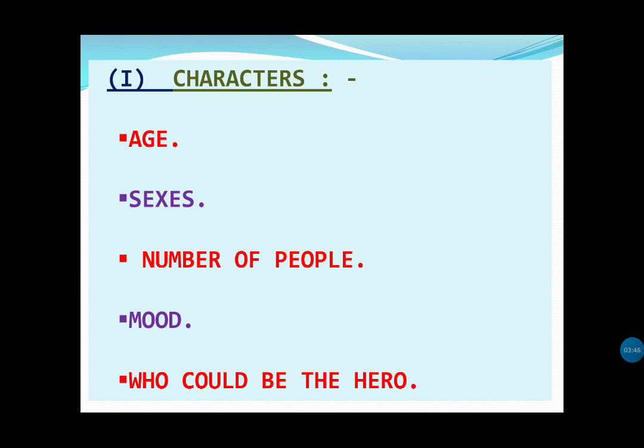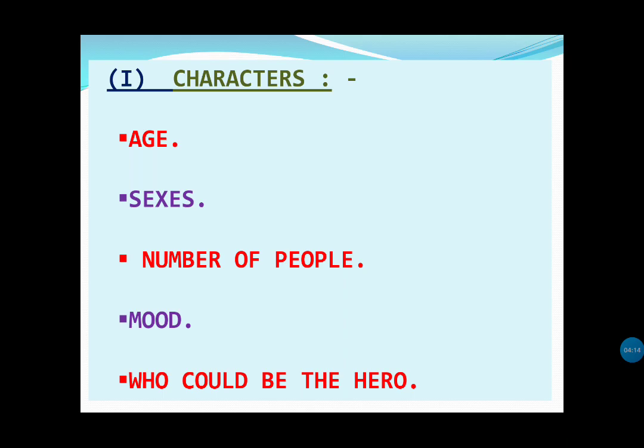Then their moods, whether they are laughing, smiling, positive, negative. If they are laughing, they are positive. If they are arguing or showing some gestures, that means they are negative. And then the most important thing is that you have to select a hero. Like in a group of 4-5 people, you have to see who is the person in the lead role, and that person is actually your hero. So this is how you select your characters.